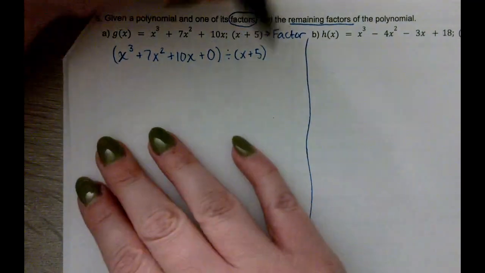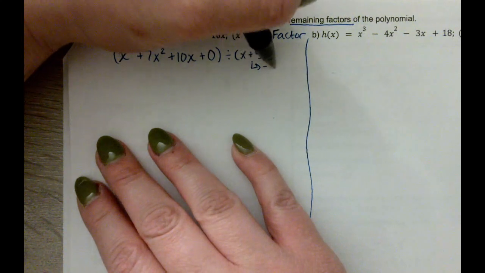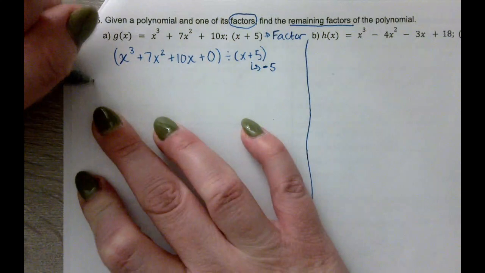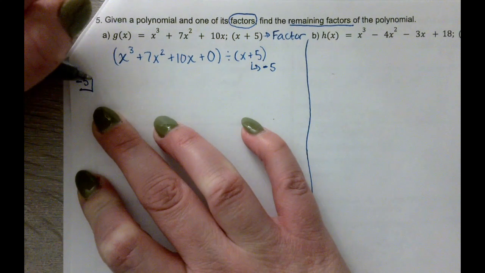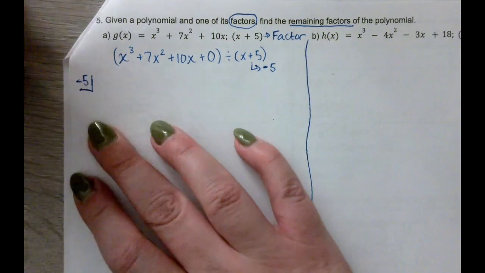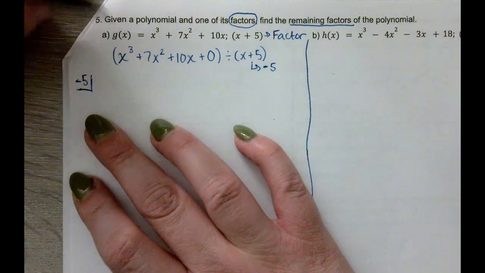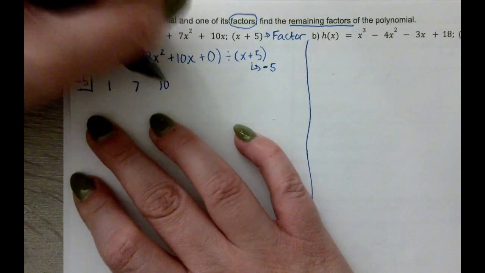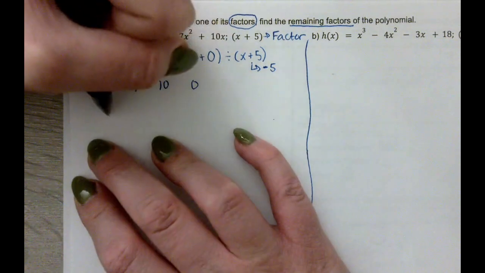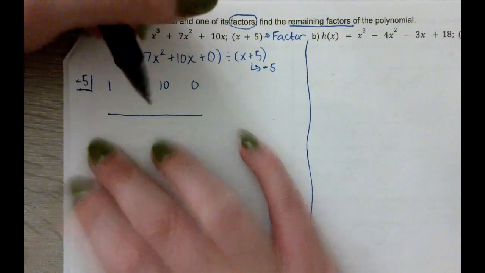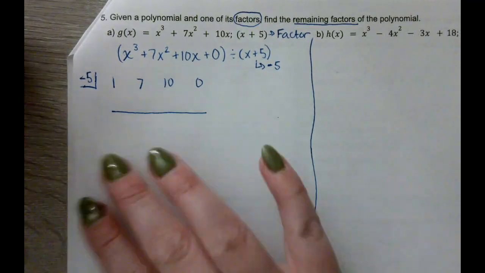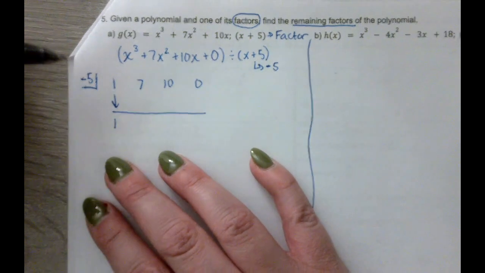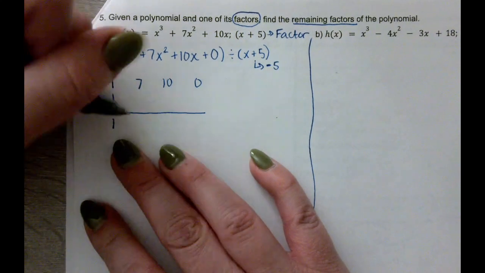So first thing you do is change the positive 5 to a negative 5. This is a factor, so you do change the sign. Negative 5 goes in the division box. And then our coefficients, we have 1, 7, 10, and 0. If you leave off a 0, it will affect your final answer. Bring down the 1. Negative 5 times 1, that's negative 5.